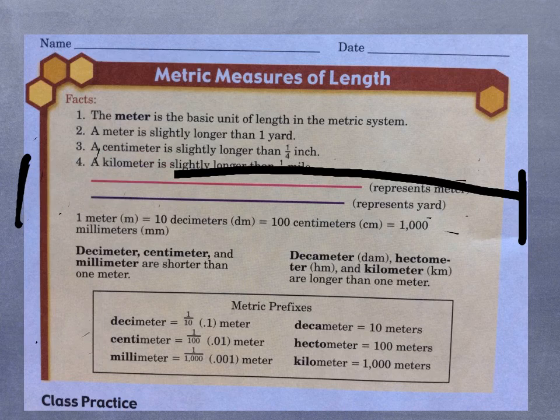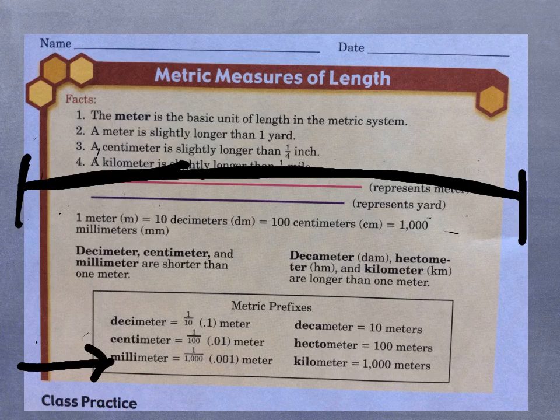And then for millimeter, I'm not even going to attempt to show that, but the same idea: if this was a meter across here and you divide it into 1,000 parts, a millimeter would be one of those 1,000 parts. And it takes 1,000 millimeters to equal 1 meter.